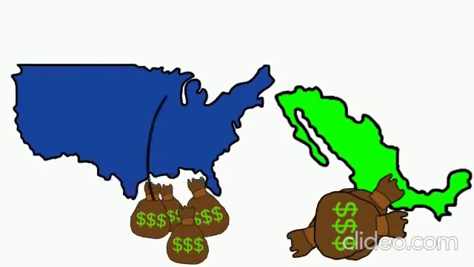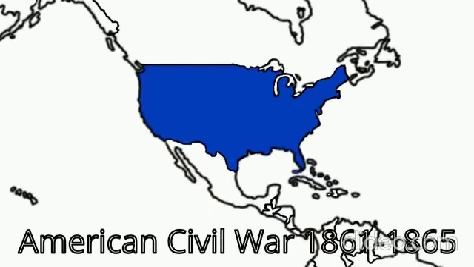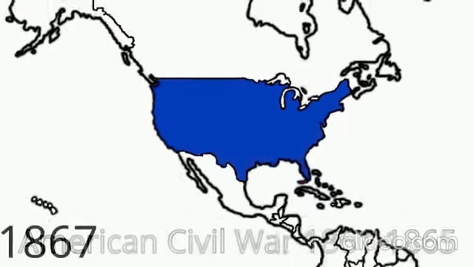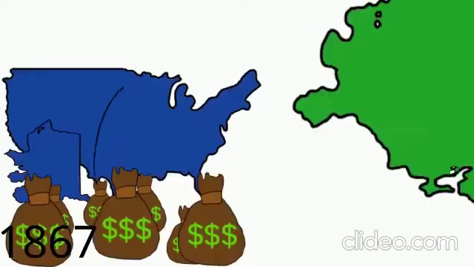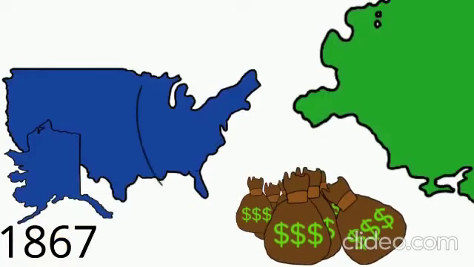Jump to 1861 to 1865, the American Civil War takes place, and then it ends in 1865. In 1867, President Andrew Johnson bought Alaska from the Russian Empire, which the USA bought for $7.5 million.